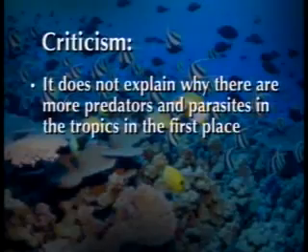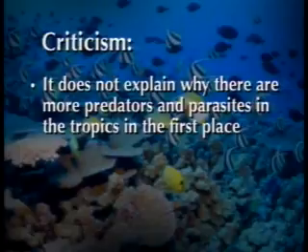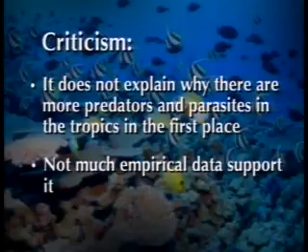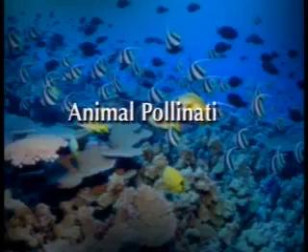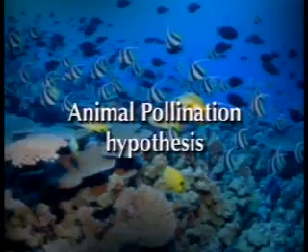Of course, again, this theory is not without criticisms, and the most important criticism of this theory is that it does not explain why there are more predators and parasites in the tropics in the first place. And again, let me tell you, there is not much empirical data to support this hypothesis. In fact, when we talk about these biological interactions, it's very hard to quantitatively study these interactions in the field, and as such, both of these theories suffer from this criticism that they do not have sufficient empirical data to support them. Next is the animal pollination hypothesis.